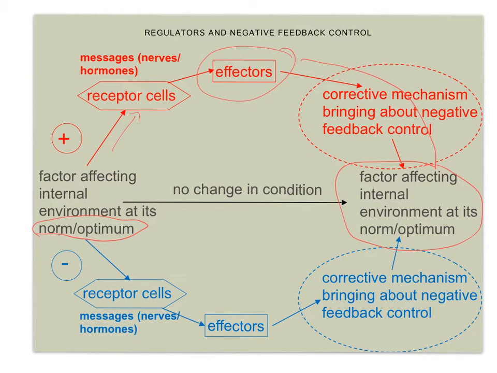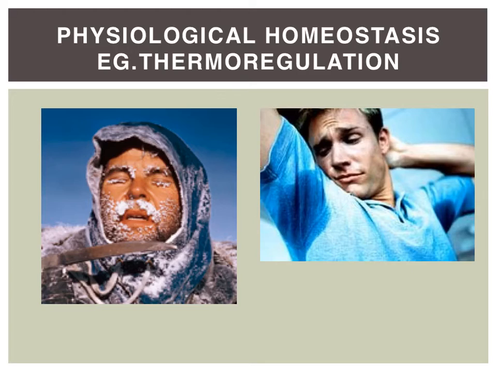And it may be, like in this circumstance here that's in the red, you could be talking about an increase in temperature, and receptors pick that up and the effectors respond, and the internal body temperature goes back to the normal. Or it may be a decrease in temperature, as in this example over here. So we're going to have a look, since I've mentioned temperature, at thermoregulation, which is an example of physiological homeostasis.